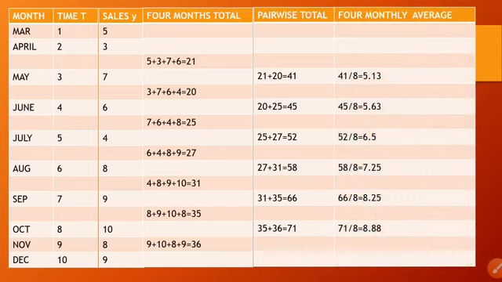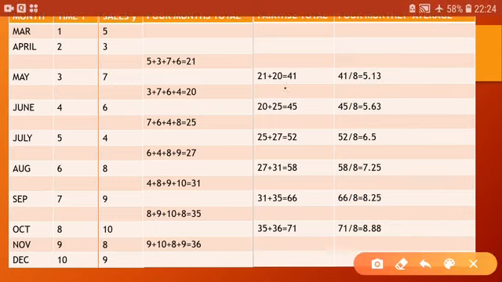Okay. Sir, why 8? Because you can see what you are dividing. You are dividing 41. This 41 is total of 21 and 20. Now this 21 is total of 4 years and this 20 is total of 4 years. So this 41 is total of 8 years. So if you want to find the average, you have to divide it by 8.